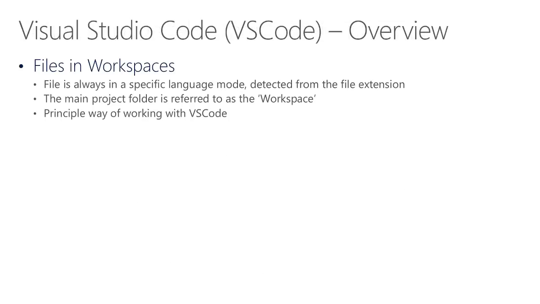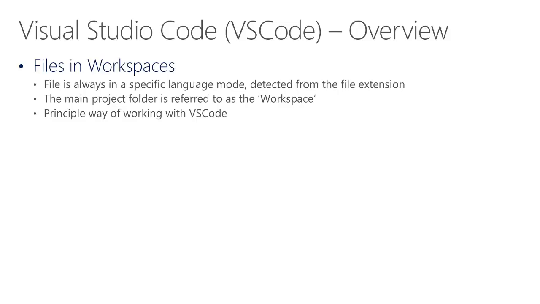So Visual Studio Code, VS Code, is about files in workspaces. A file is always in a specific language mode, which is detected from the file extension. AL objects have an extension .al, so you have customer card.al. That .al makes it an AL file, which Visual Studio Code will recognize because you have an AL language extension installed. And because it's an AL file, it recognizes it as an AL object. A PS1 file is a PowerShell file, etc., etc.